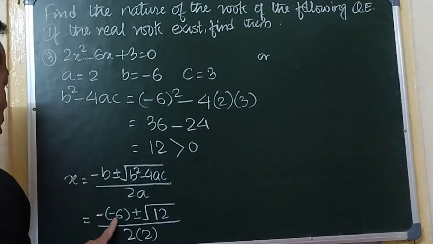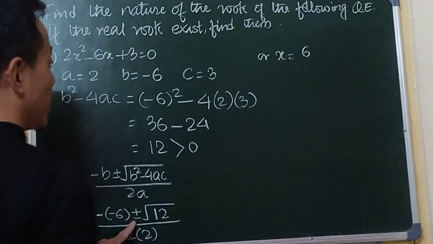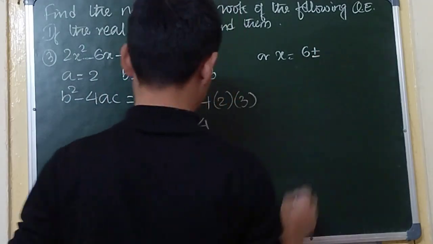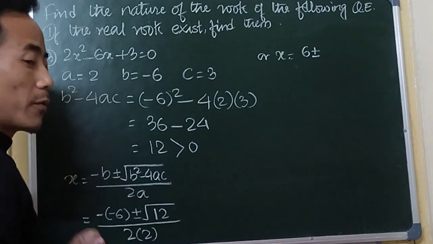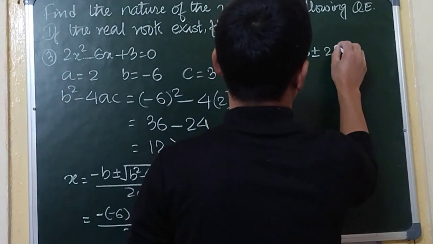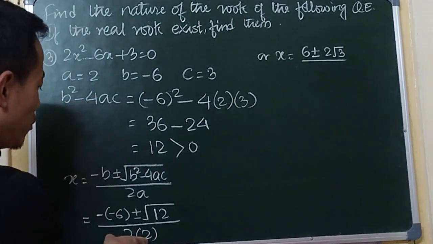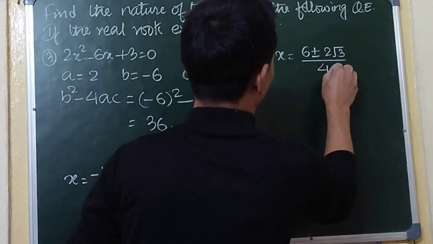So here minus into minus becomes plus. So x is equals to plus 6, then we have this plus and minus, then we have square root of 12. Square root of 12 can be written as 2 root 3 divided by, we have 2 into 2 in the denominator, which is 4.